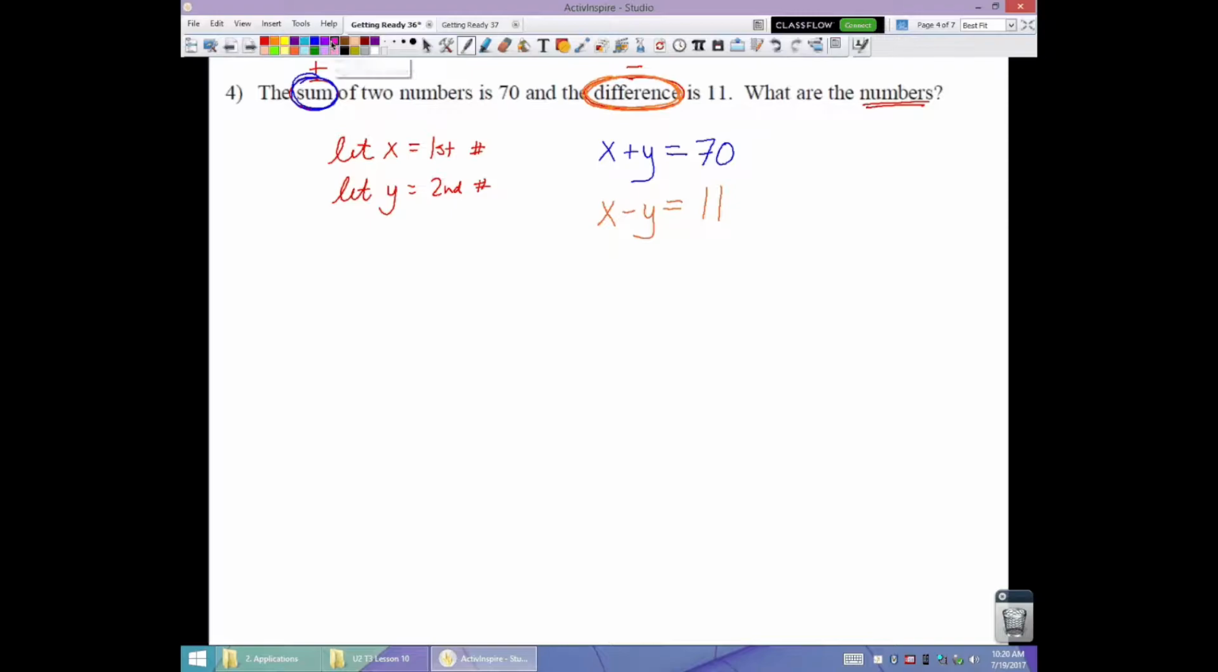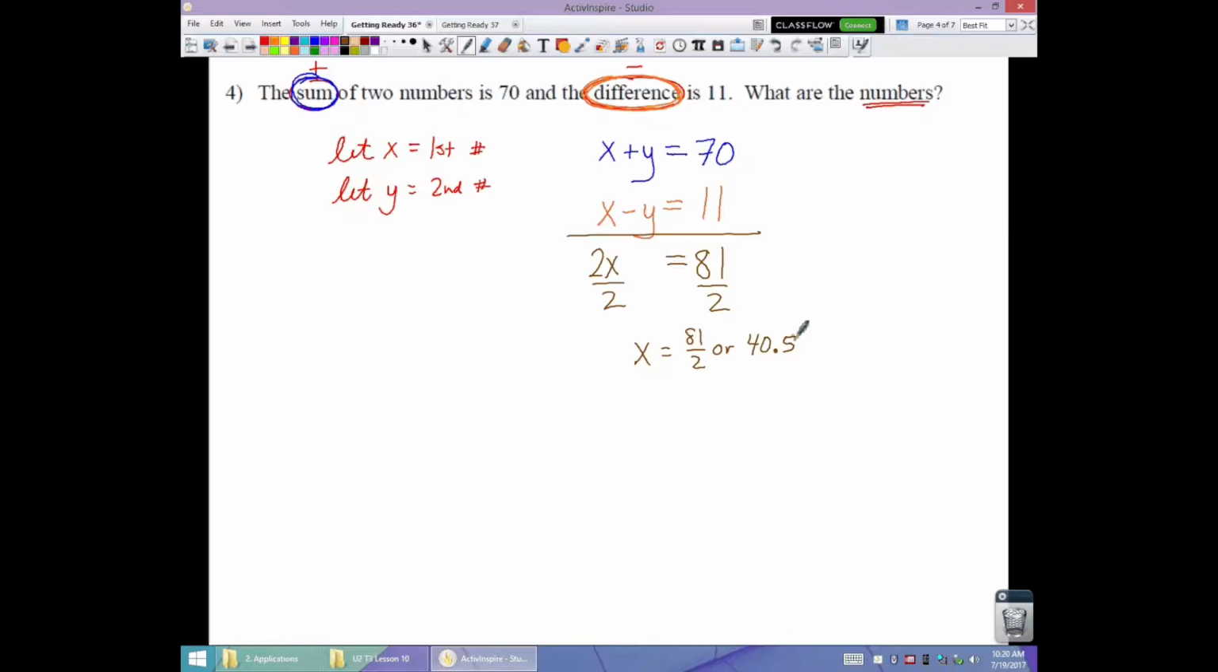This system is just screaming out for the elimination method because the y and negative y are already opposites. So I can just add them right now as is. So x plus x is 2x, y and negative y cancel. 70 and 11 is 81. Divide both sides by 2. X is 81 over 2, or, again, this is a terminating decimal, feel free to use it, it's 40.5. So that's one of the numbers.